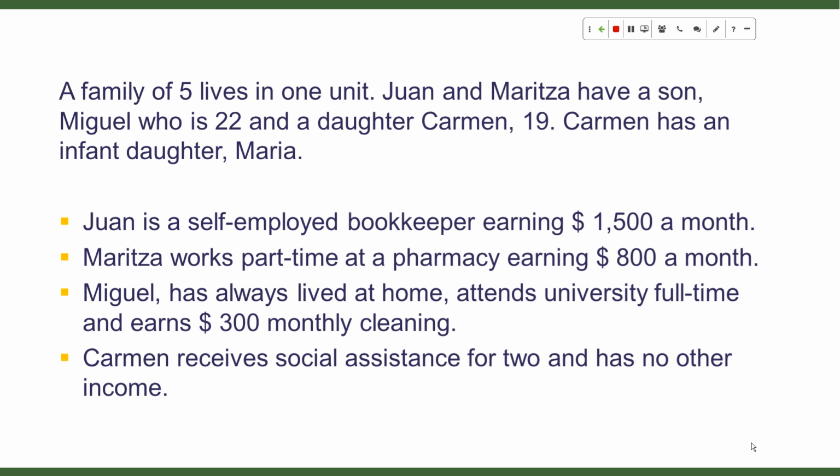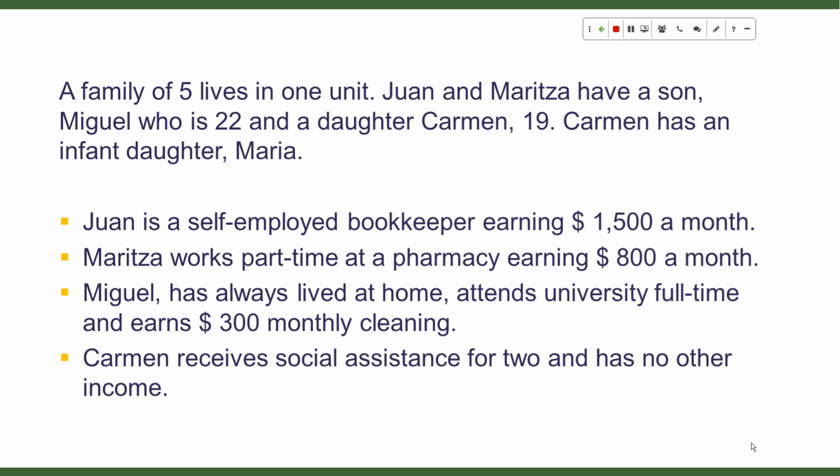So we here have now a situation, we have a family of 5 that live together in one unit. We have Juan and Maurizia, who have a son, Miguel, who is 22, and a daughter, Carmen, who is 19, but Carmen also has a daughter.